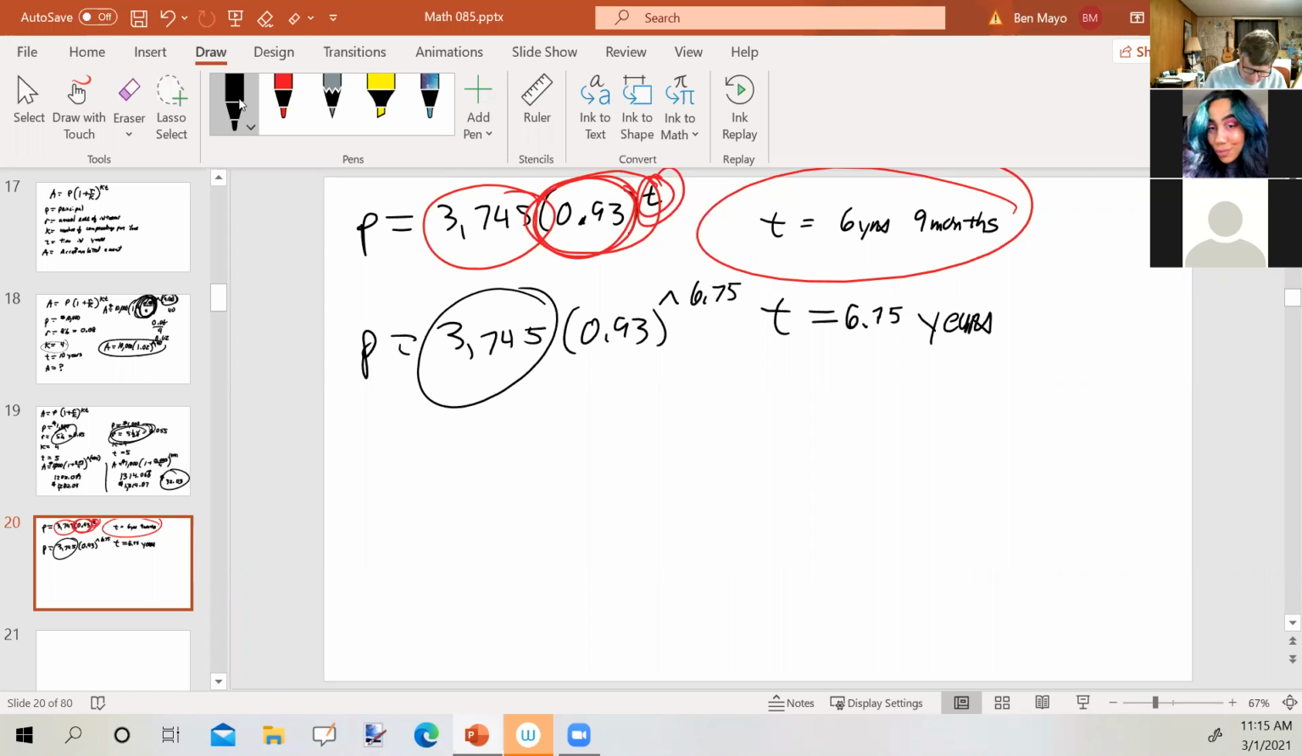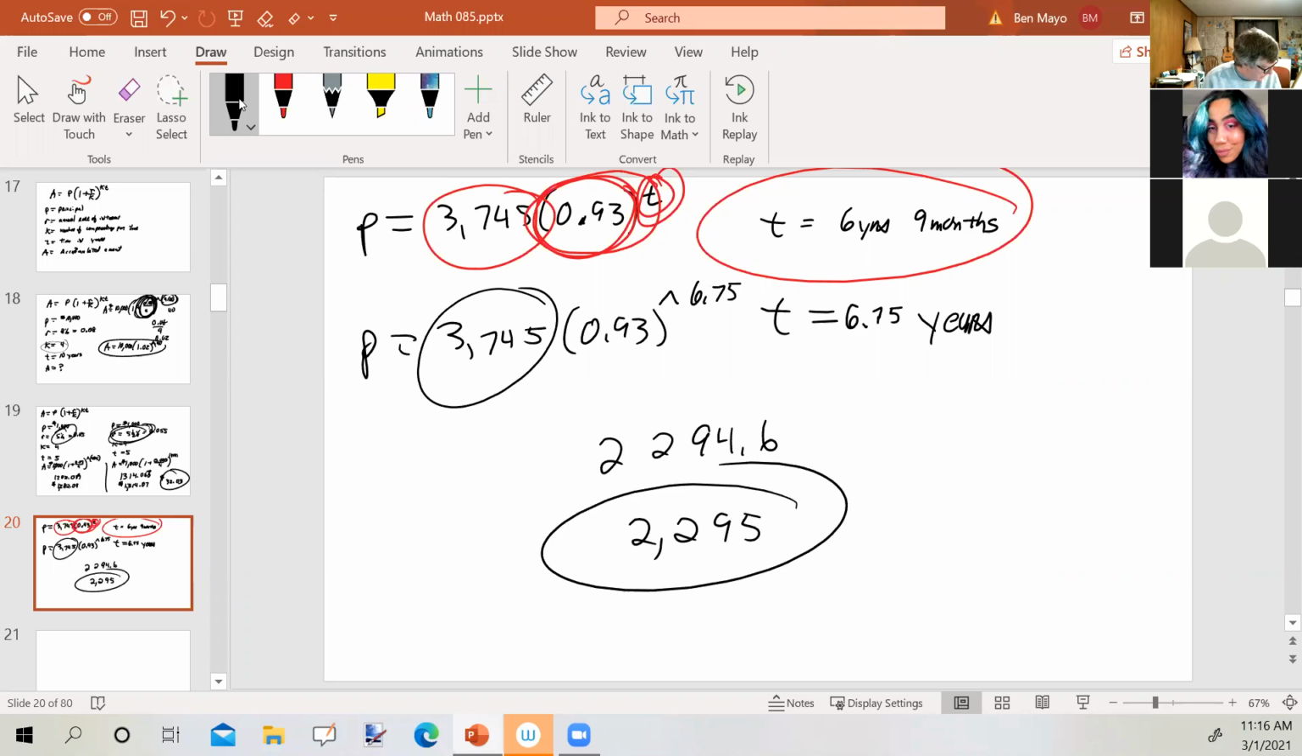And I'm coming up with 2294.6. So rounding to the nearest person, we would have 2,295 people left. Okay. All right, let's do one other problem.